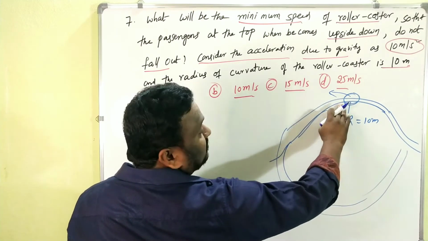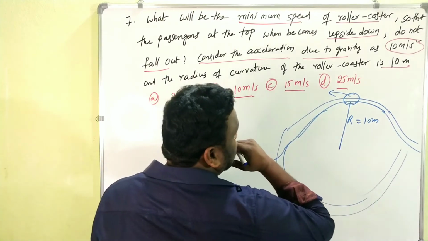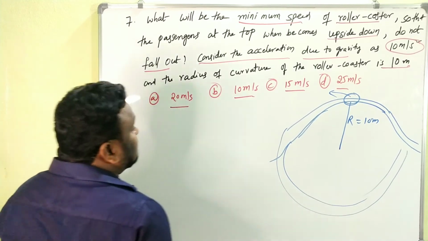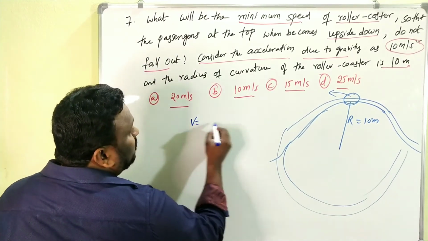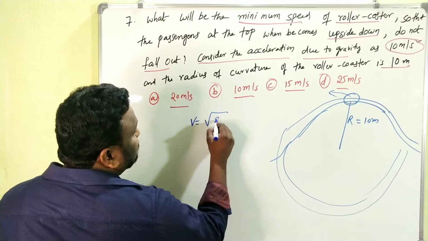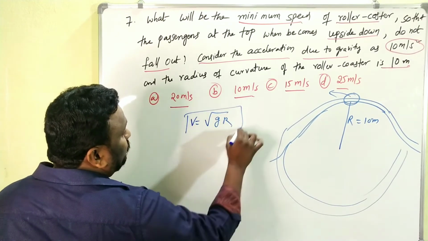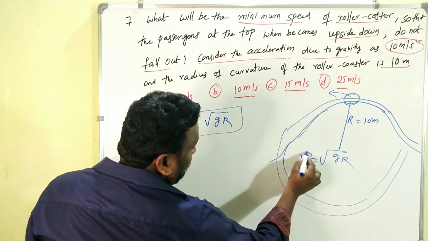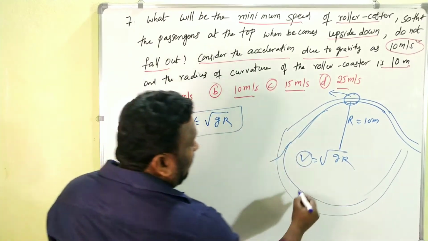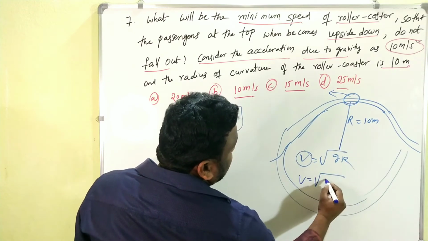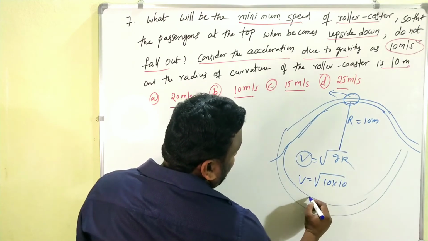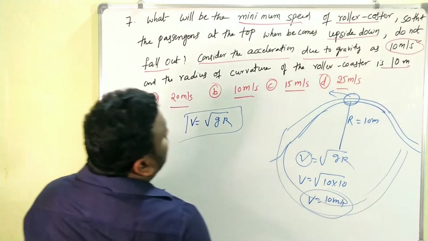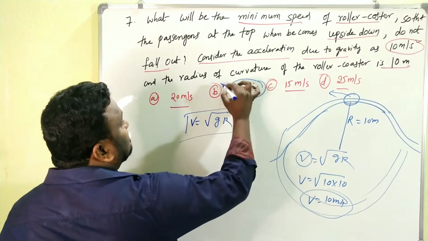They do not fall down from their places or positions. For that, they must maintain some minimum velocity. The formula is very simple. At the top of the circle, we know that V is equal to under root of GR. This is the formula to find the minimum speed V. Already given, G value is 10 and R value is 10. Then what do we get? V is equal to 10 meter per second. So option B is the right one.